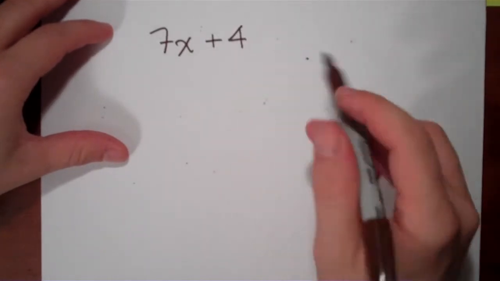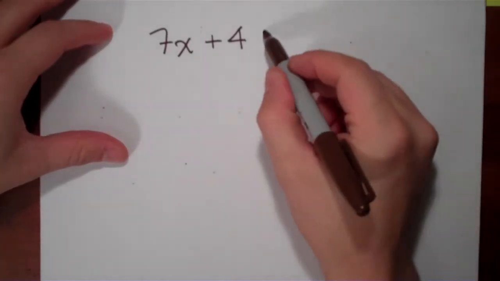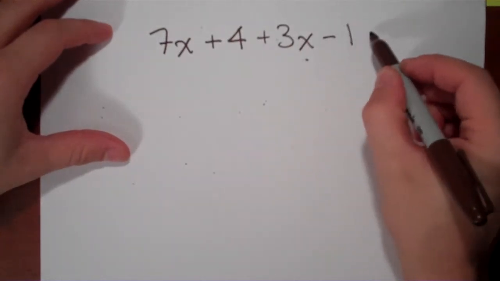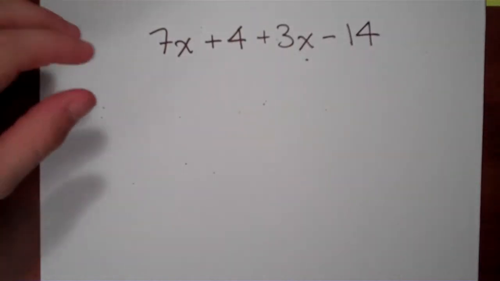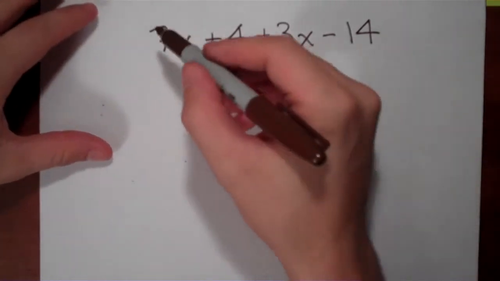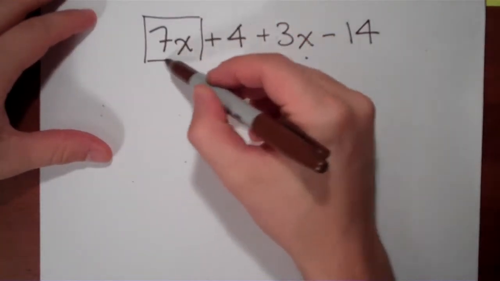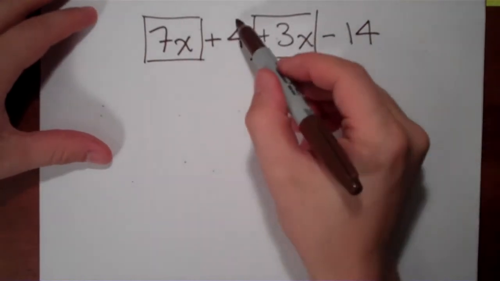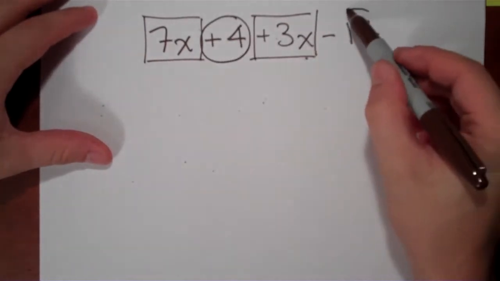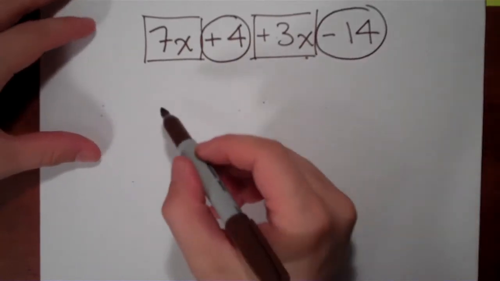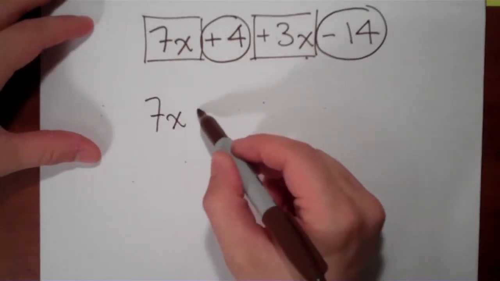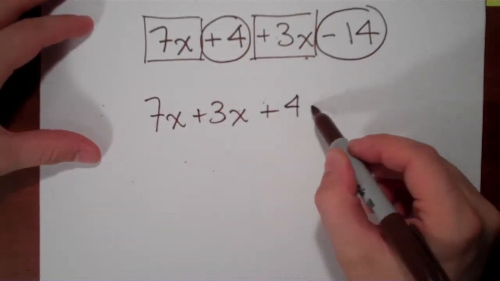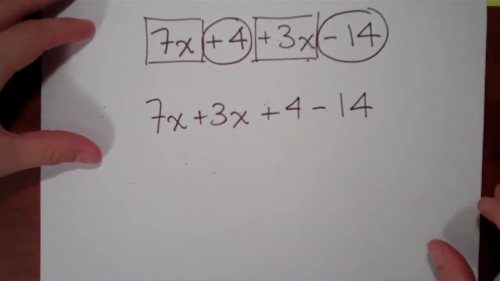plus 4 plus 3x minus 14. Alright, let's group our like terms. 7x, we're adding a 3x here. And then we're adding a 4 and subtracting a 14. Alright, bring these down. We get 7x plus 3x plus 4 minus 14.